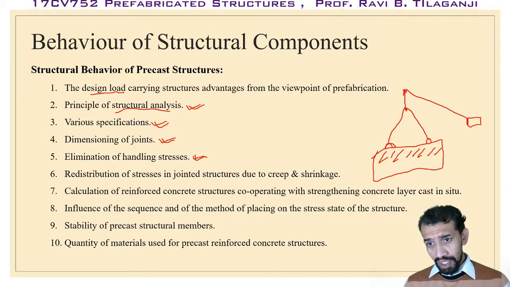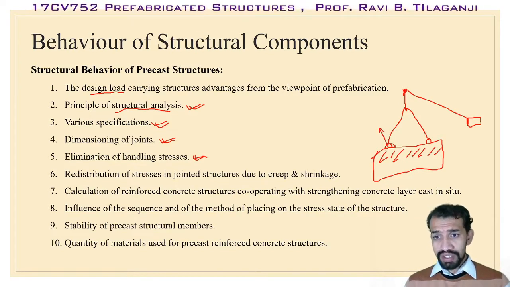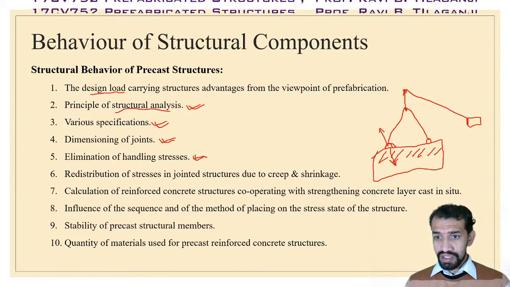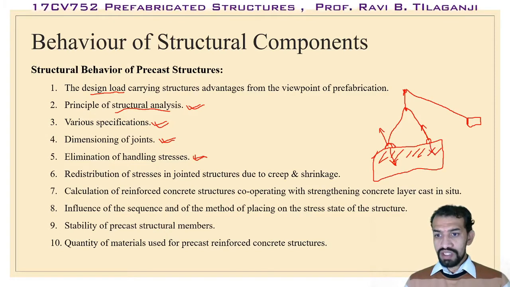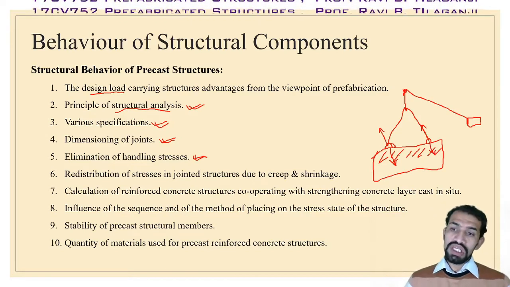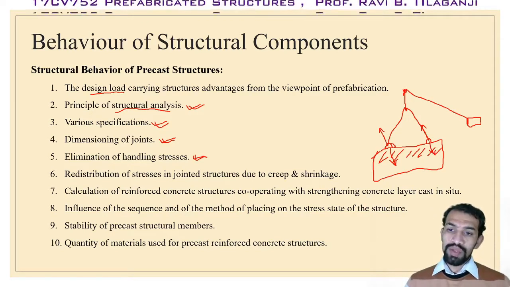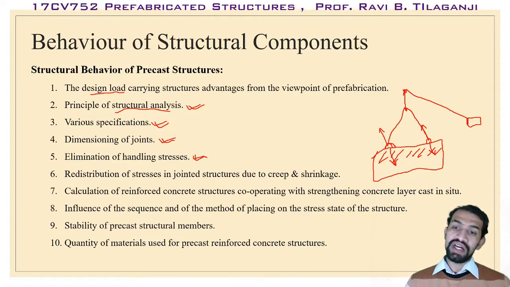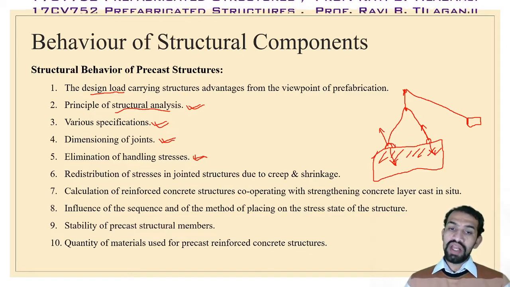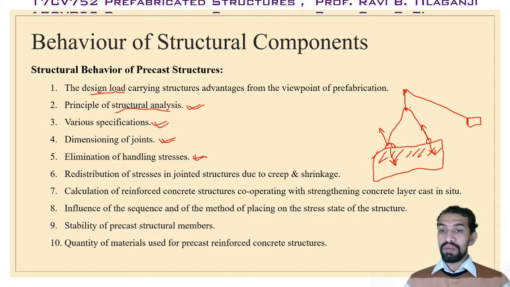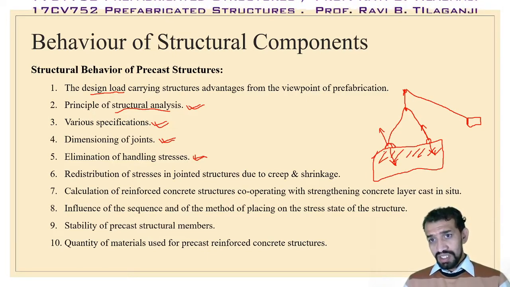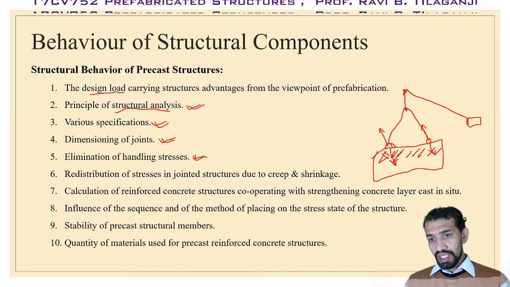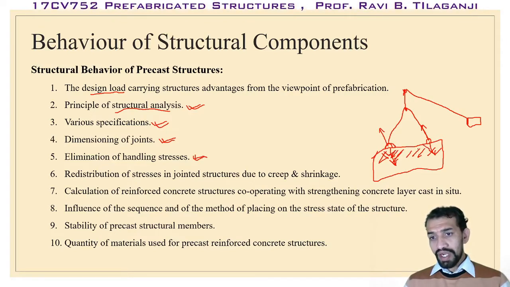So when we are pulling, there is a tension in the upward direction. The similar part of tension is in the downward direction. These tensions are to be easily eliminated when we are able to lift. It should not allow the stresses to get into the particular concrete or prefabricated panels.